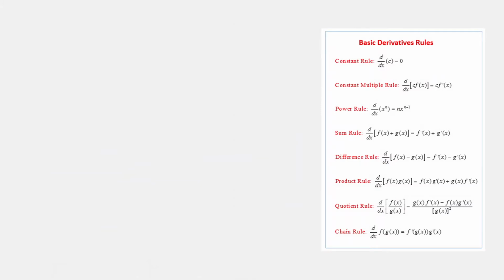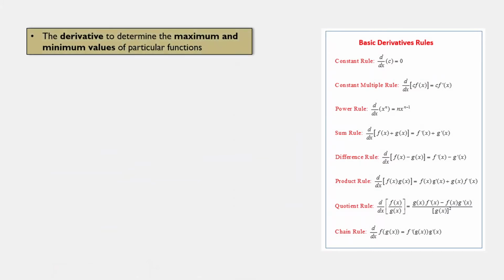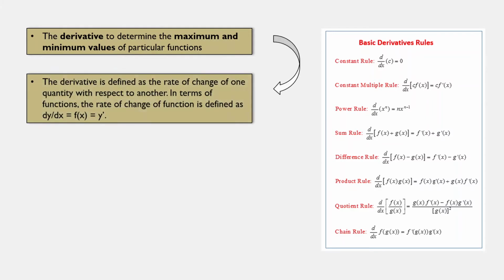In differentiation, we also use the derivative to determine the maximum and minimum values of particular functions. The derivative is defined as the rate of change of one quantity with respect to another. In terms of functions, the rate of change of function is defined as derivative of y with respect to x equal to f'(x) equal to y prime.